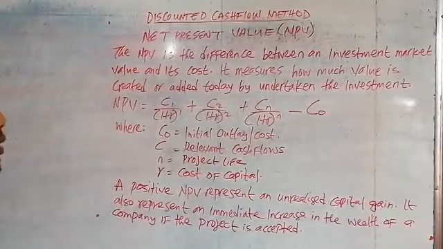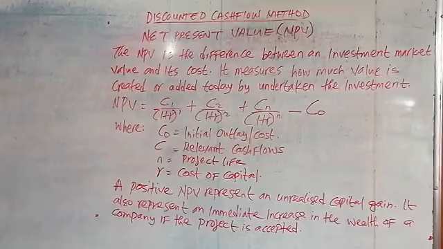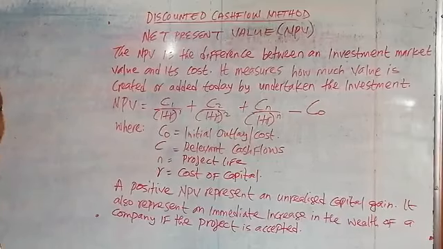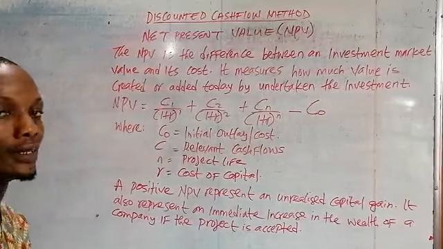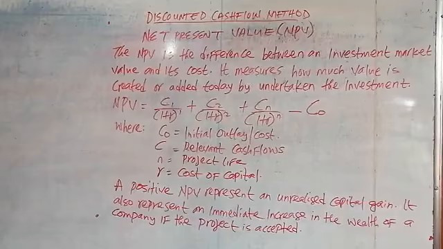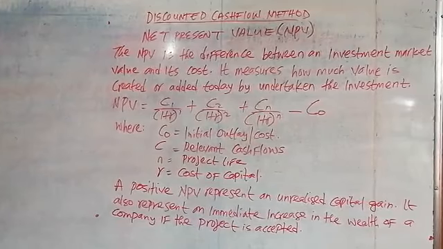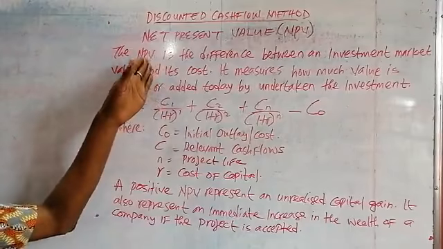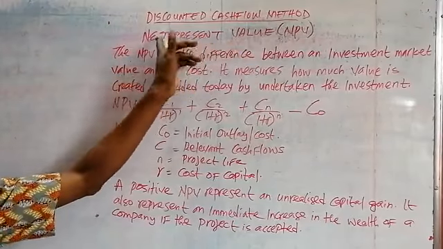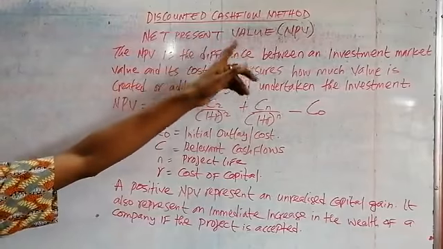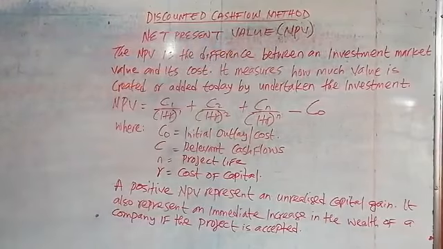Abraman here again. We are still on the discounted cash flow method, and today I'm going to examine the net present value method. The short form is NPV: N for net, P for present, and V for value.